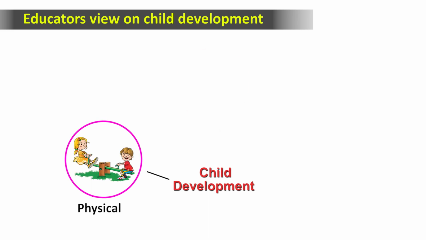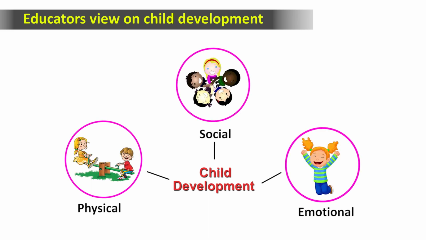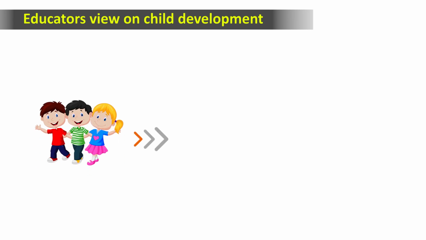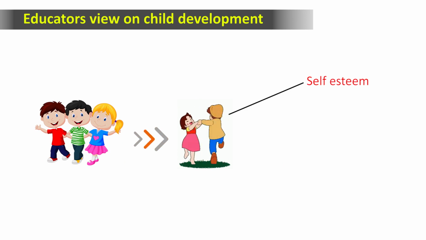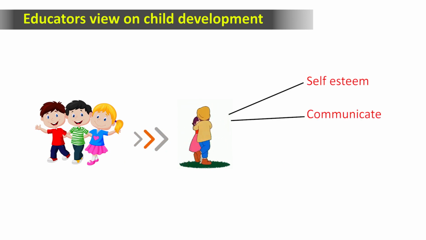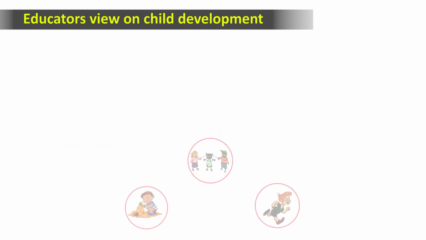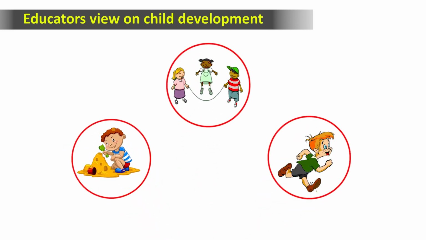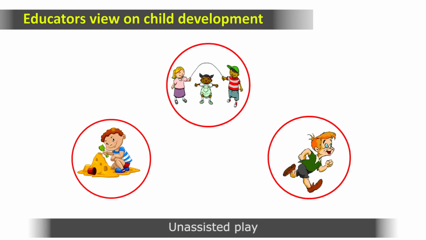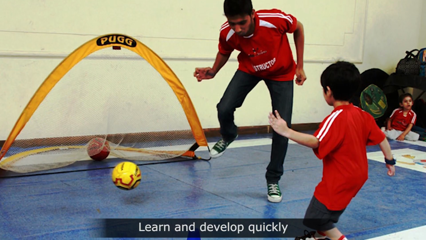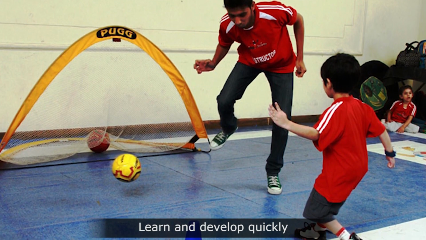The physical, social, and emotional context in which children live has a powerful influence on the effectiveness of learning opportunities. For example, children's ability to develop relationships with others is affected by their self-esteem, their ability to communicate, to move and to think. It is important to remember that children gain a lot of experiences and learn much through unassisted play. Young children learn and develop quicker than an adult.